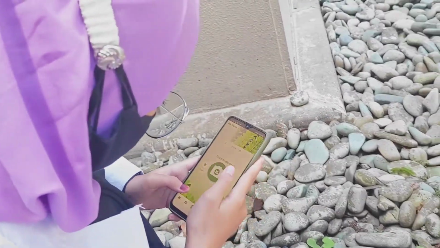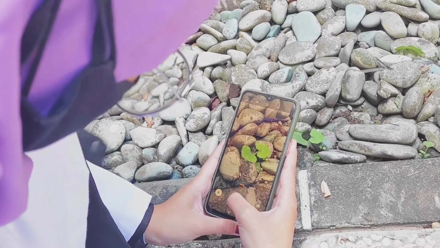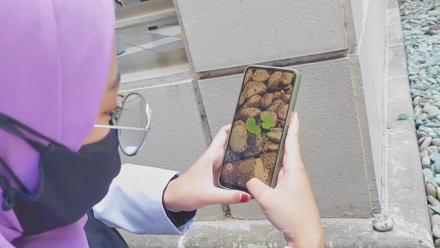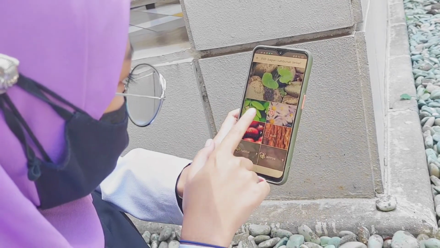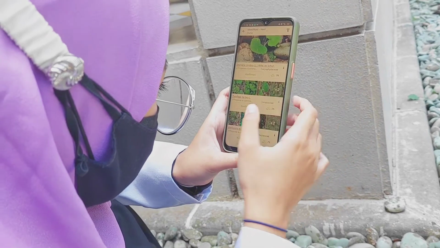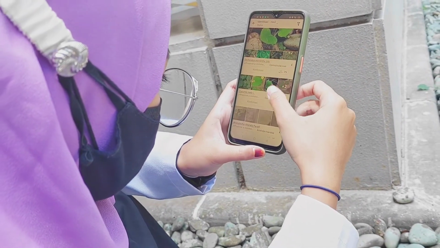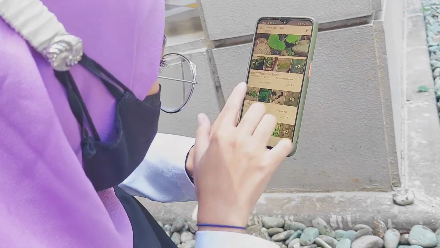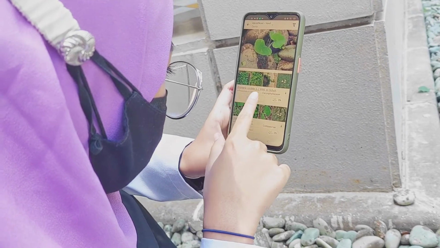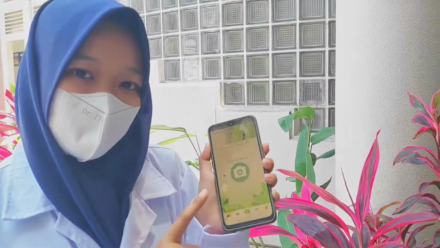Let's try it. What is this? So first we take the pictures, and then this is, oh wow, it's kind of tactile, but it has the scientific name, the first is Drymaria cordata. Identify the scientific name using this app.